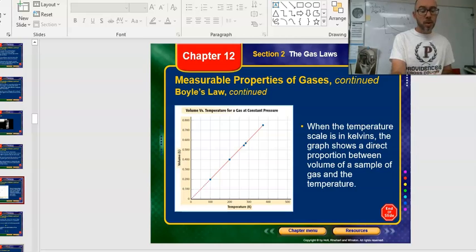So if one goes up, the other one goes up. We got kelvins, temperature, on the bottom. We're heating it or cooling it, and then the volume is changing. I suppose we could do it the other way. If you change the volume really fast, you could actually cause something to heat up. It's harder to measure, though, I'll tell you that.